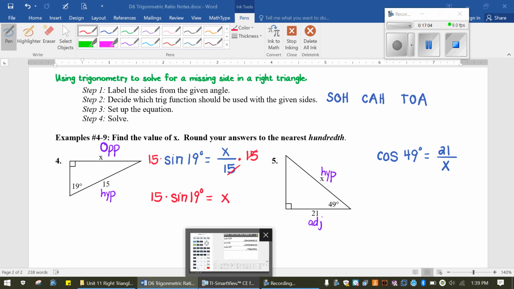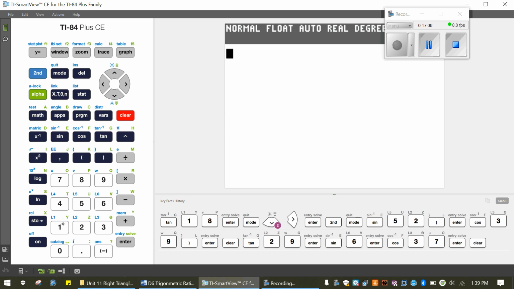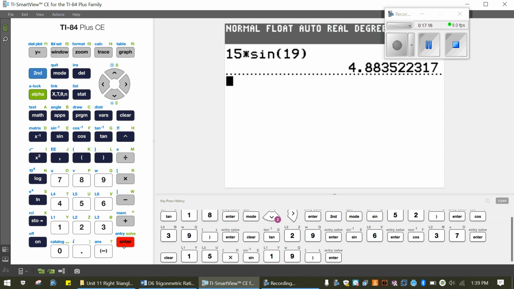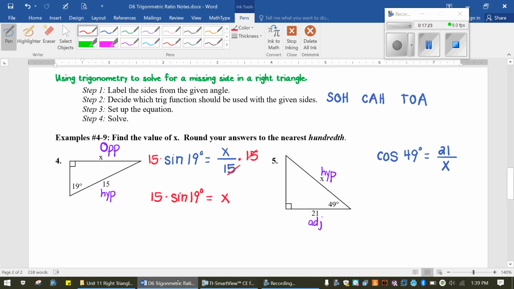All right, so we go to our calculator and type in 15 times the sine of 19 degrees. And what we get to 2 decimal places is 4.88. That is the measure of this opposite side from 19 degrees. So 4.88.